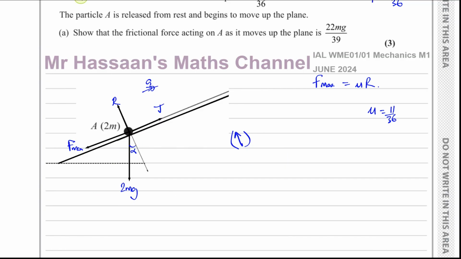Now, I mentioned we know that this angle is alpha. I also mentioned that this angle is also alpha, but why is it alpha? Many students ask that. I'm going to quickly go through the reason why. If I consider this triangle here, you have a big triangle, and you also have a smaller triangle, this triangle over here.